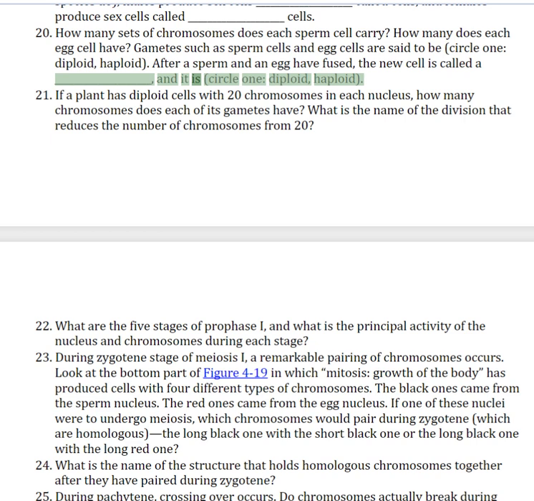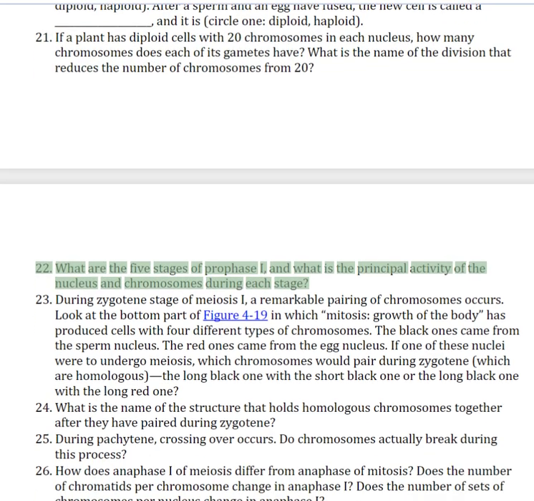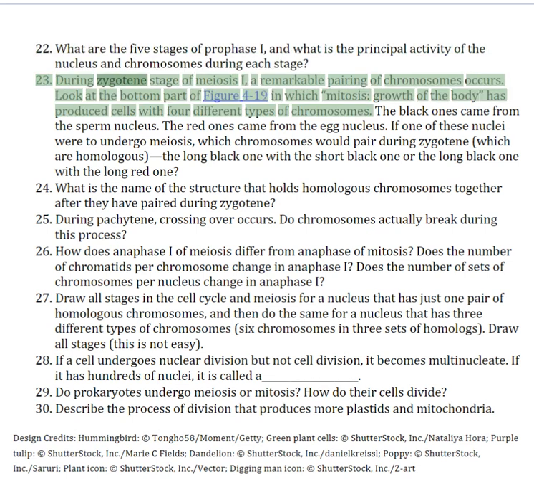And it is ____. 21. If a plant has diploid cells with 20 chromosomes in each nucleus, how many chromosomes does each of its gametes have? What is the name of the division that reduces the number of chromosomes from 20? 22. What are the 5 stages of prophase I, and what is the principal activity of the nucleus and chromosomes during each stage?